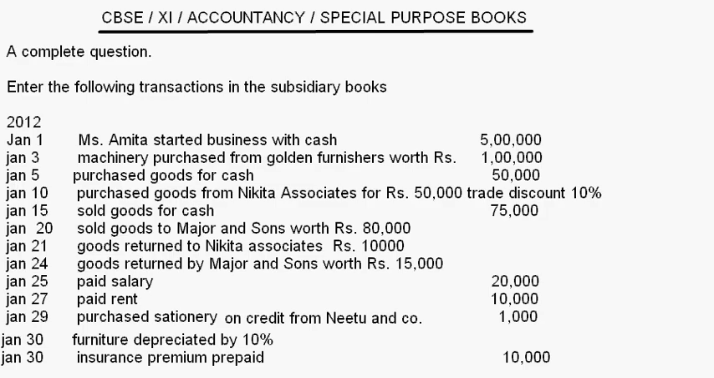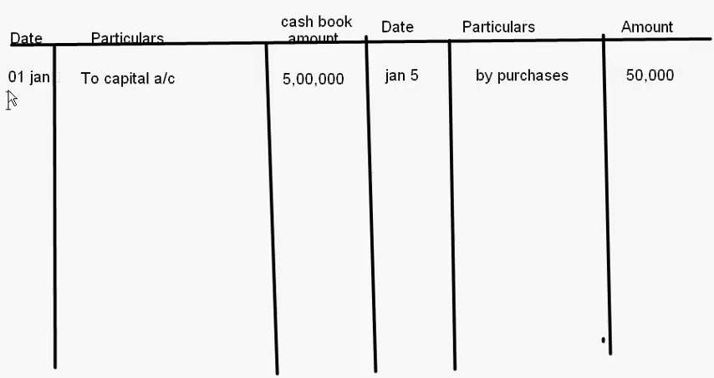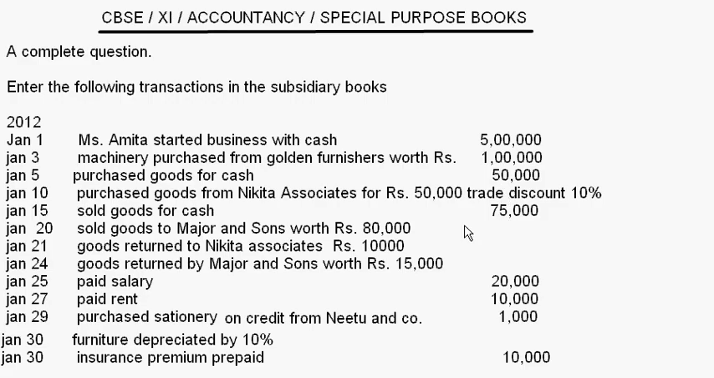Now next entry. Sold goods for cash 75,000 on January 15th. This is cash sales, right? So 15th January, to sales account 75,000 rupees.